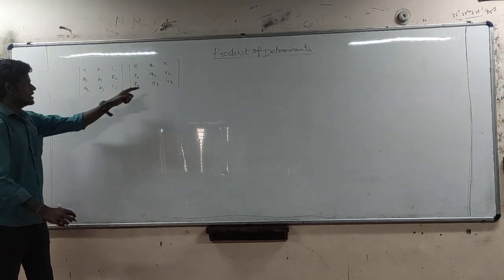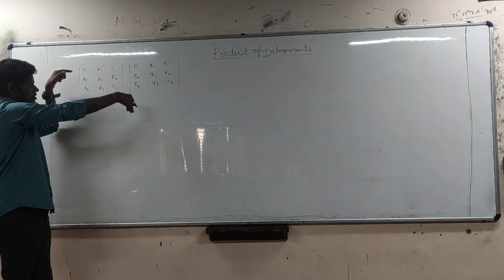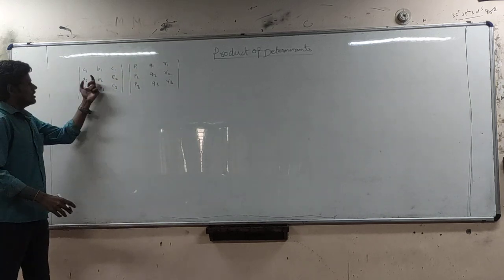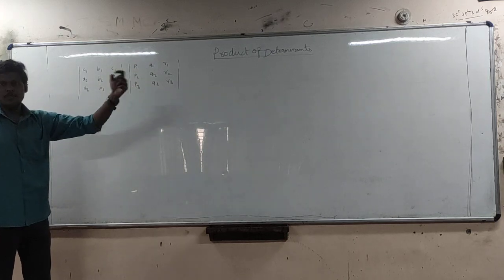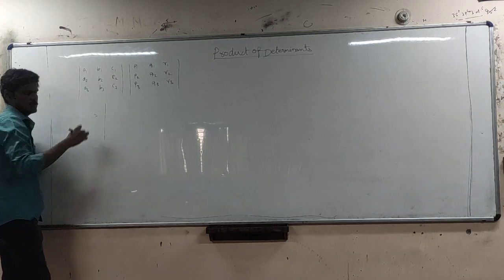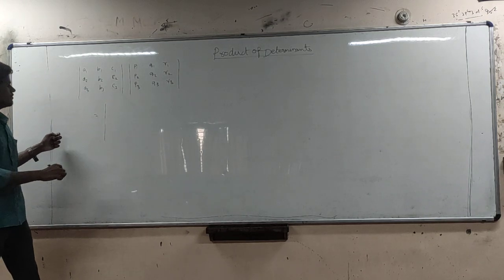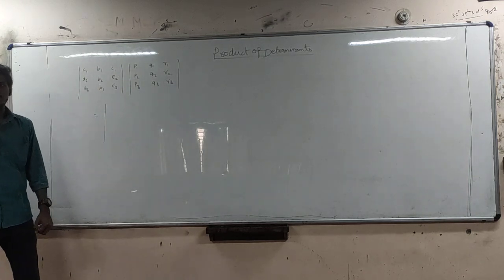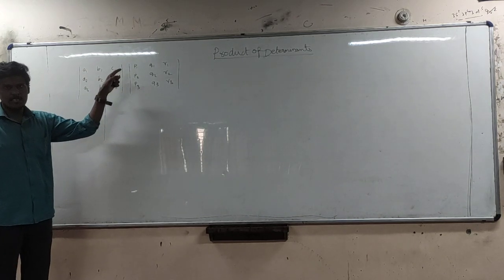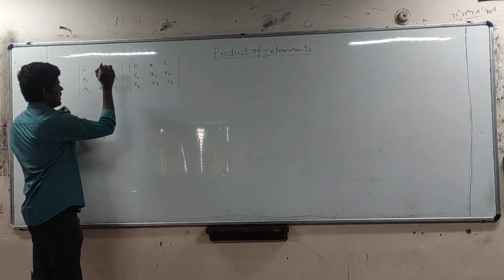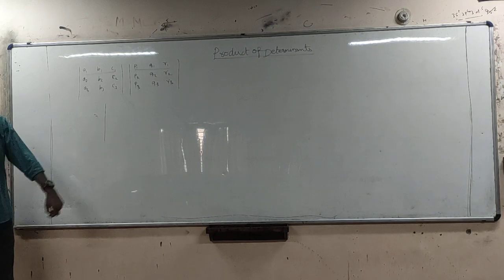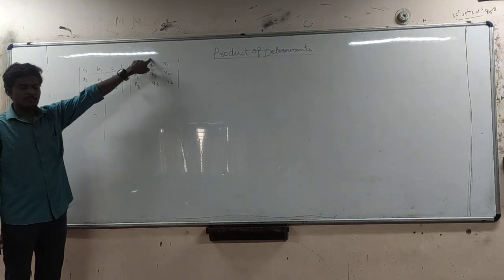We can multiply the determinants by row to column method, or row to row method, or column to row or column to column method. Now I will write by the row to row method. So how to multiply these two determinants using the row to row method? Take the first row of the first determinant and multiply with the first row of the second determinant. This is first row and first row.